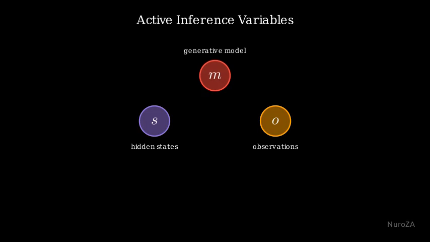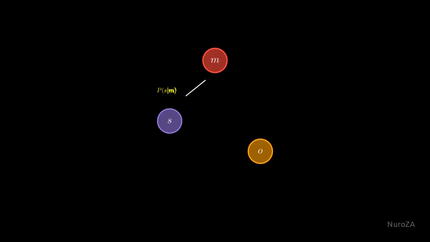Let me show you visually what's happening in this system. We have a Bayesian network, which is a graphical way to represent probabilistic relationships. At the top, we have M, the generative model, which acts as our framework or context. Think of M as the lens through which we interpret everything else. From M, we have an arrow pointing to S, the hidden states. This arrow represents P of S given M, which tells us, given our model M, what is the probability distribution over possible hidden states. This is sometimes called the prior over states within the context of model M.